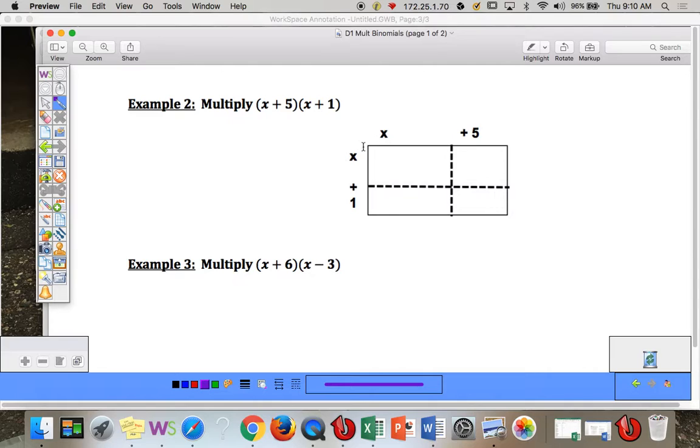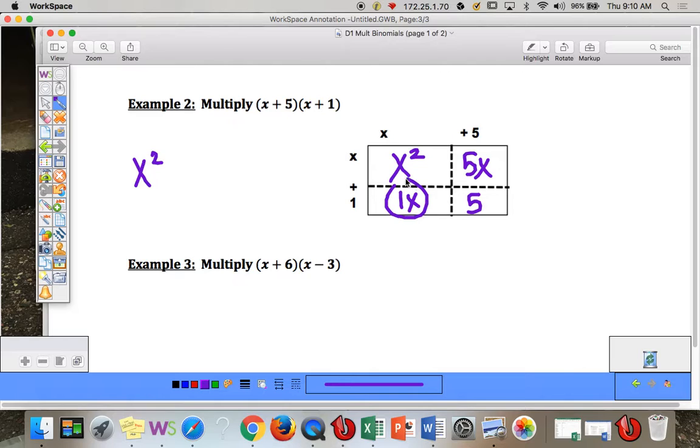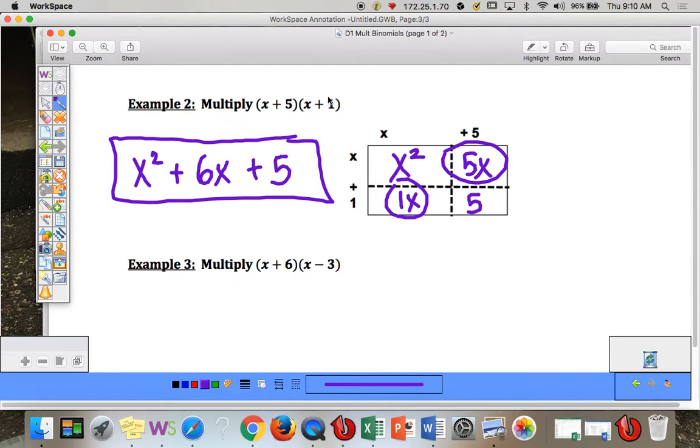The first box is x times x, which is x squared. The second box is 5 times x, which is 5x. The next box is x times 1, which is 1x, or just x. And the last box is 5 times 1, which is 5. When you write it out in general or standard form, we start with the highest exponent, x squared. We're going to combine like terms. 5x plus 1x is 6x, and we have our 5 here. So when we multiply out x plus 5 times x plus 1, we get x squared plus 6x plus 5.